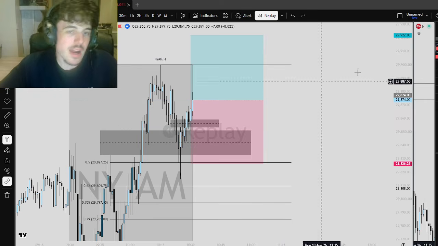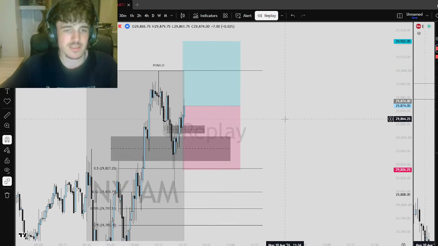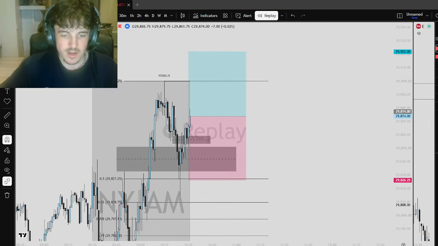Can't ask for more. I would actually rate this setup A, to be honest, maybe even A+. I think this setup was super clean. I would take this setup 10 times out of 10. Very nice trade.